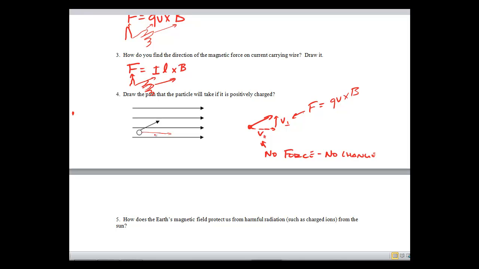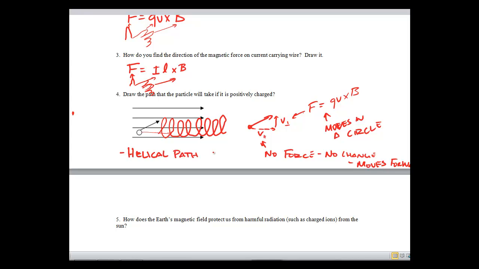So initially we're going to go into the page, but we're going to come back up and we're going to make this helical pattern moving forward. Okay? This part moves in a circle. This part moves forward. So, it moves in a circle and moves forward at the same time. This is a helical pattern, or a helical path. Alright?